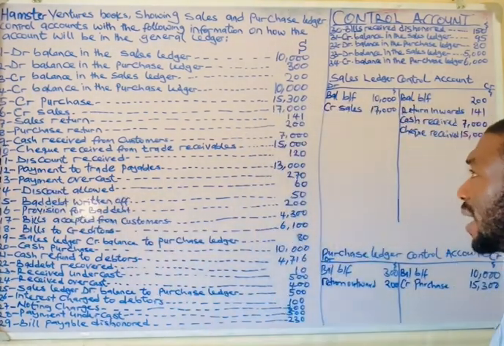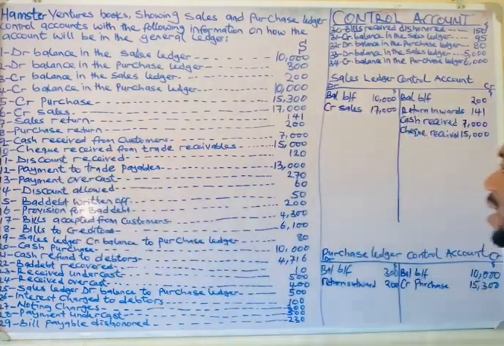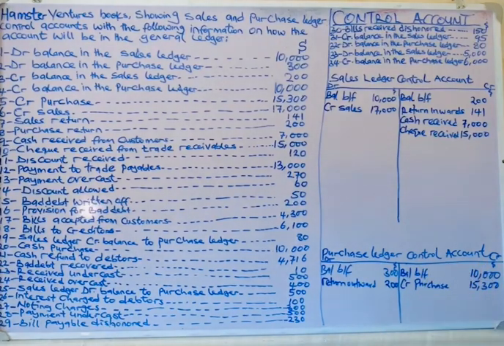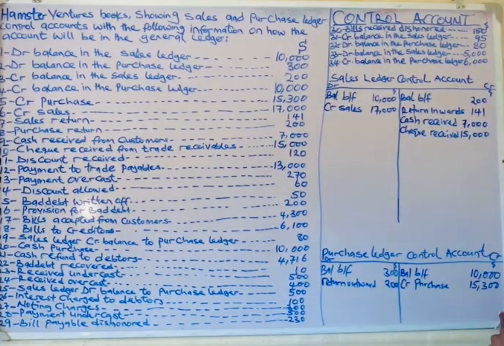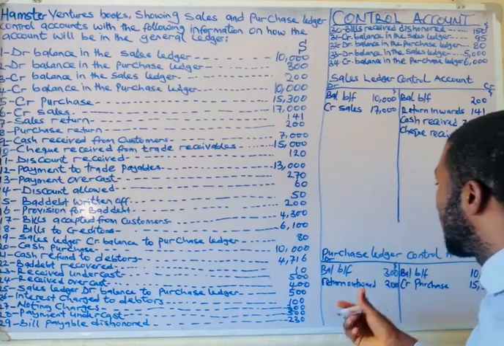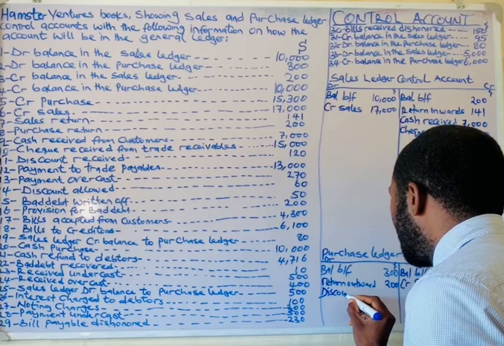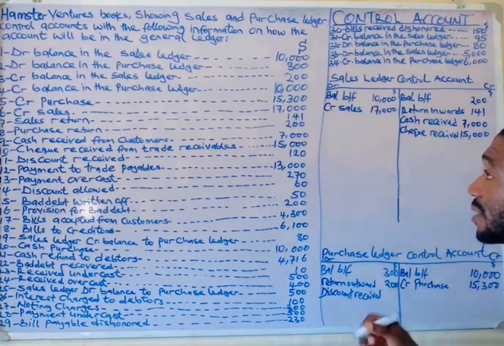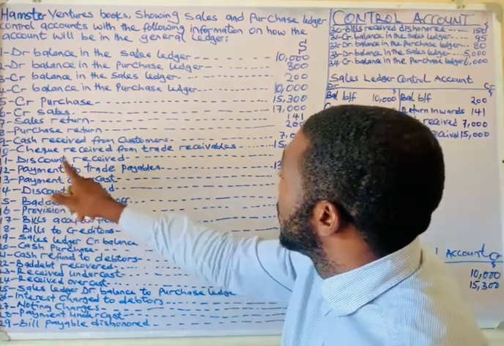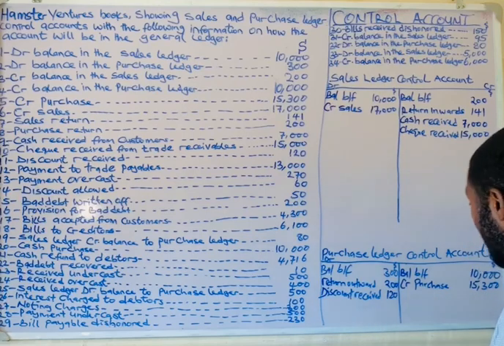Number 11, discount received. We received a discount. Now, this will go to our purchase ledger. When we pay our creditors, they give us a discount, and the discount will reduce what we should pay to our creditors. So it will come here. You see discount. It's very simple. Discount received. Discount received is how much? $120.